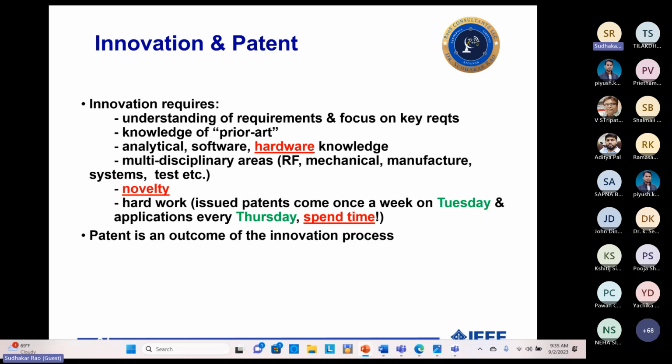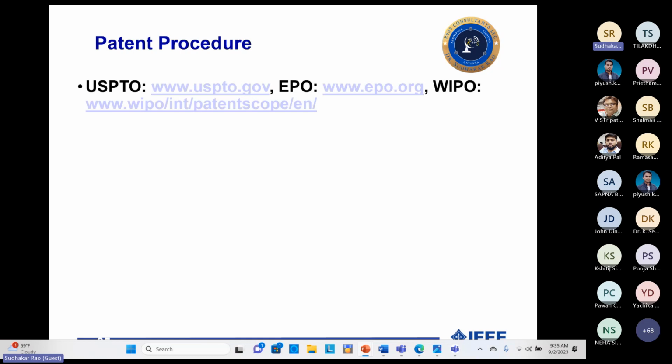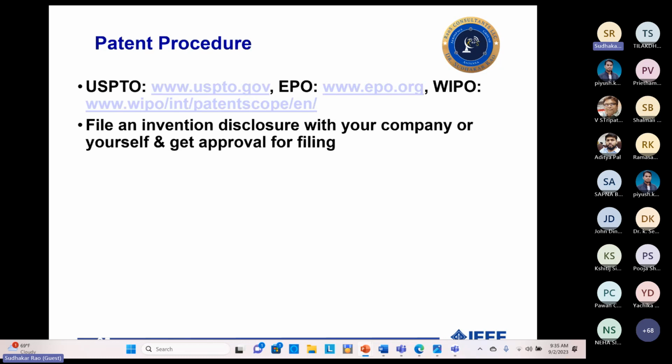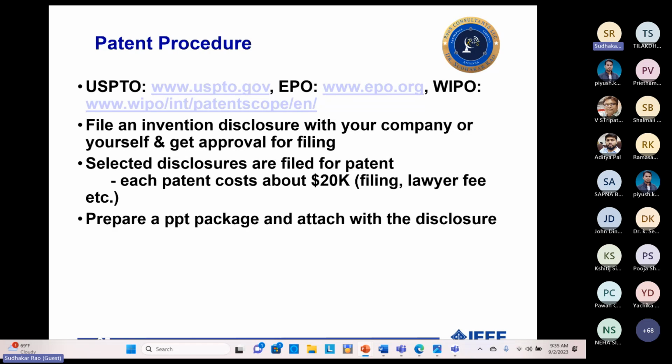So patent is the outcome of innovation. Complete the work first and then think of patenting, not later. So you have to do the work first. Procedure: USPTO, European Patent Office, World Patent Office, a lot of things. So file an invention disclosure with your company first to get approval. Selected disclosures are filed for patents. So only a few are approved for patenting, because each patent costs about $20,000 for filing, lawyer fee, etc. So companies are very selective.